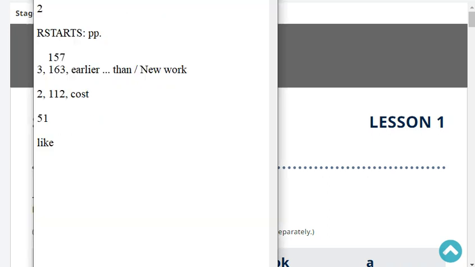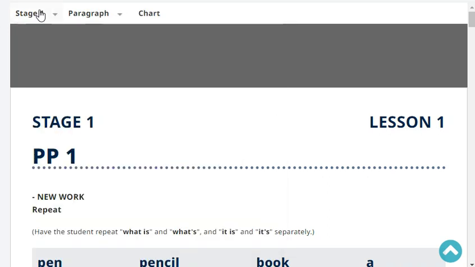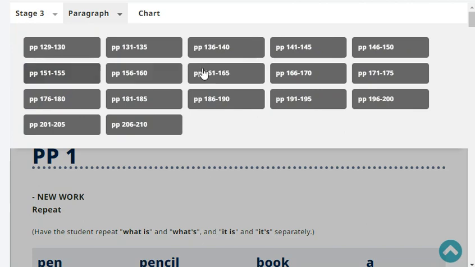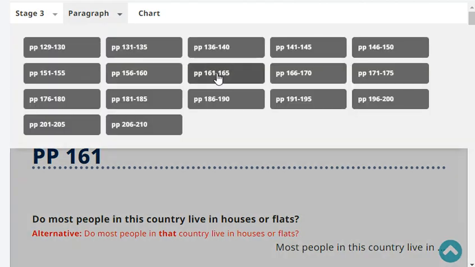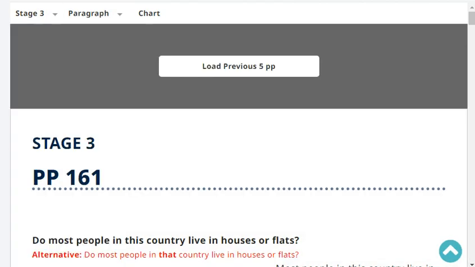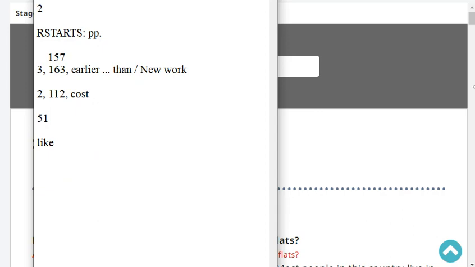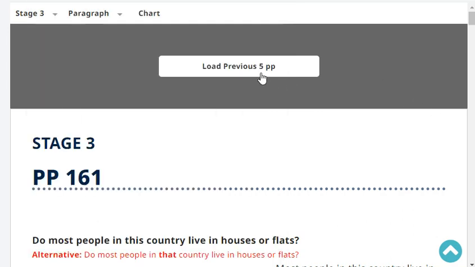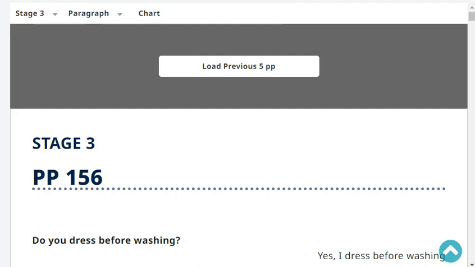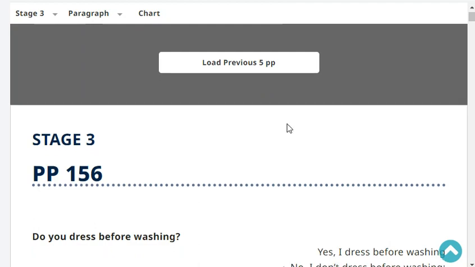We are at stage 3, paragraph page 163. Okay, and our last headword was earlier than the new word type of lesson. So let's start with revision. Ready? Okay, here we go.